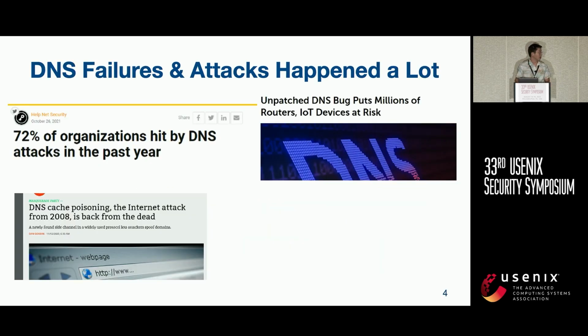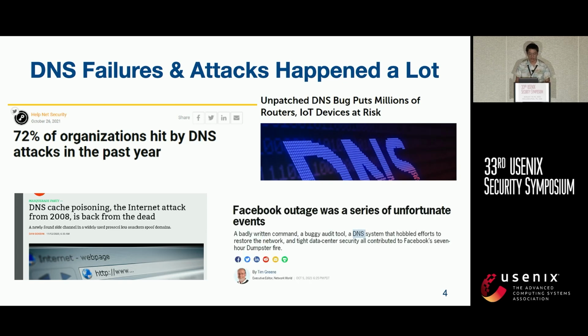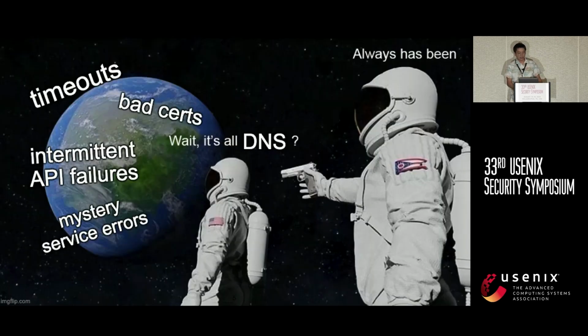And we know that DNS is very important, but unfortunately, DNS failures and attacks happen a lot. The most severe one in recent years is the Facebook outage, which happened in 2021. This outage led to a very severe outage of Facebook apps like Instagram and Facebook. So unfortunately, we found that DNS is very fragmented and sometimes even problematic, and you can find timeouts, bad certificates, and whatsoever those problems.